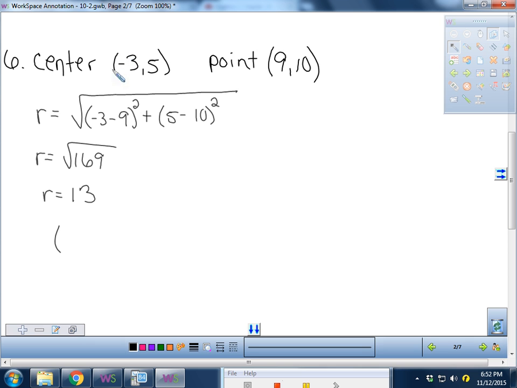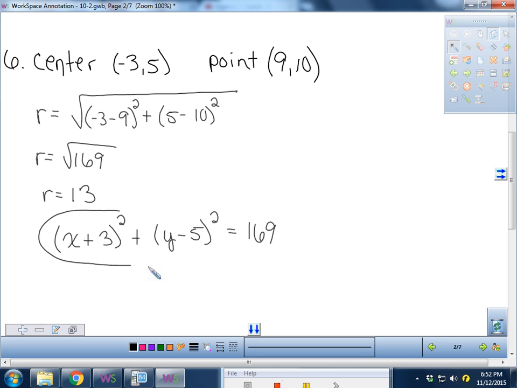If you notice, this h value, or your x, is negative, so when I plug it in, it's going to be positive. So this will be x plus 3 squared, plus y, this is positive so it will be negative, so y minus 5 squared equals your radius squared, so that would be 13 squared, which is the same thing as 169. And that is how you write the equation of a circle.